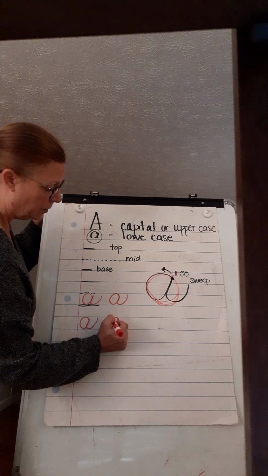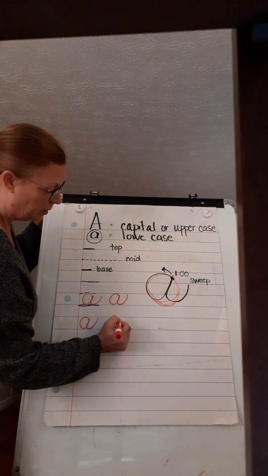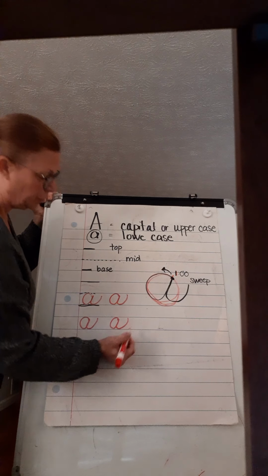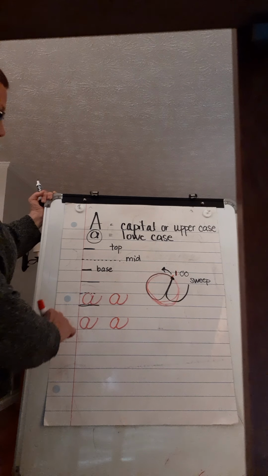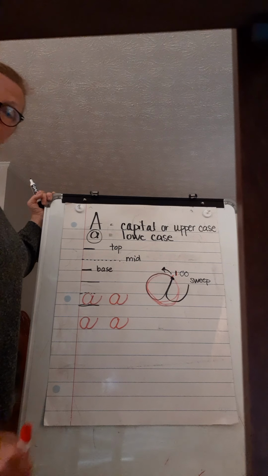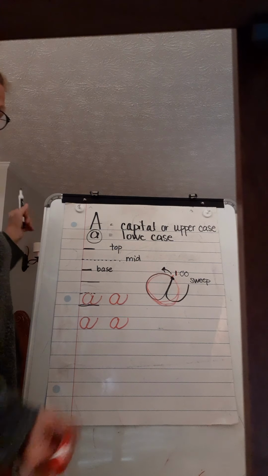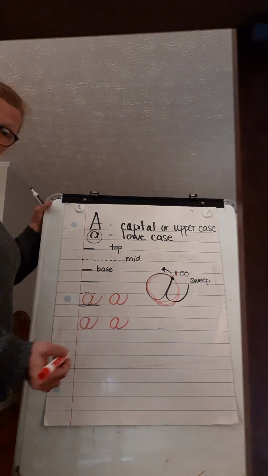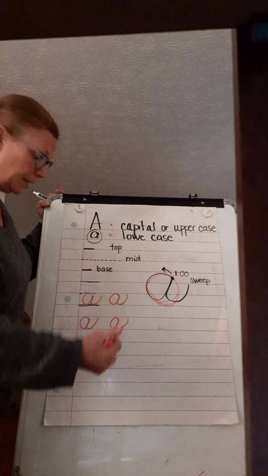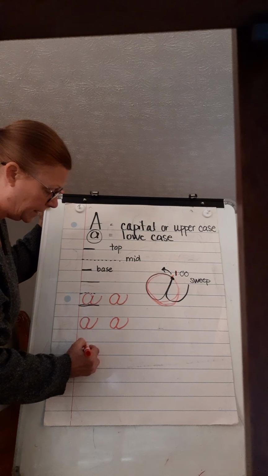1 o'clock, around, retrace, sweep. So as you can see, they're roughly the same size, they're roughly the same shape. Of course, I'm doing it slowly. When I write it naturally, because I've had many years of practice, I don't usually go that slowly, and I don't usually say those things to myself, but because you and I are beginning together.